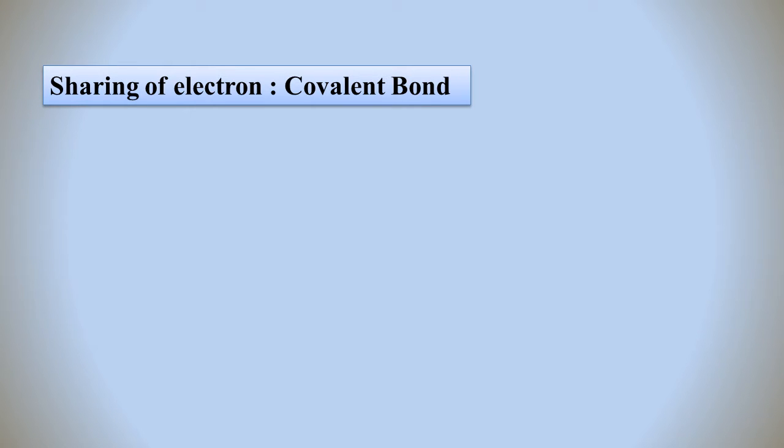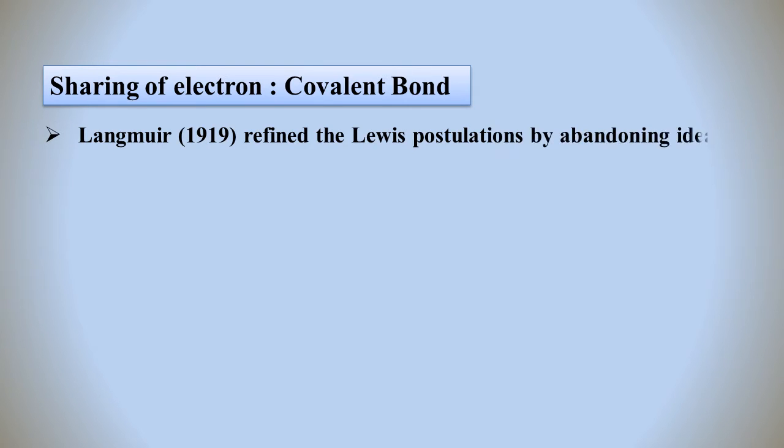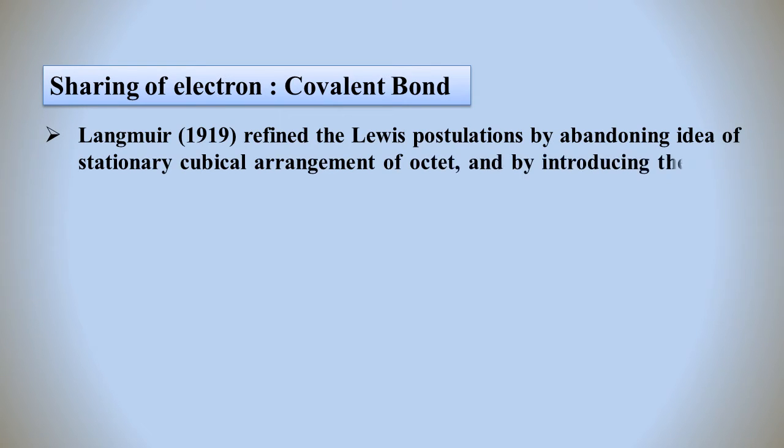Okay, sharing of electrons in a covalent bond was discovered by a scientist called Langmuir, who refined the Lewis postulates by updating the idea of the stationary cubic arrangement of octet and by introducing the term covalent bond. So we want to illustrate the meaning of Lewis structure or Lewis dot notation for what? For illustrating the formation of covalent bond.